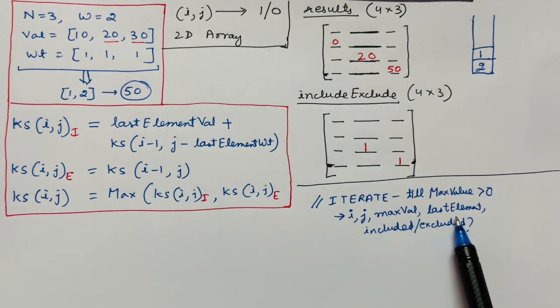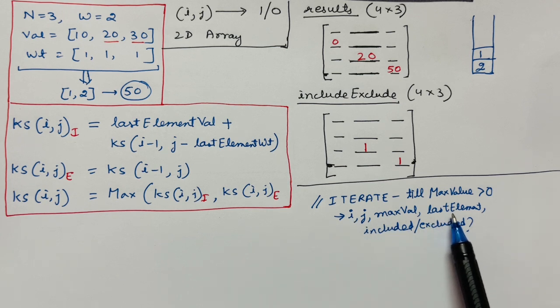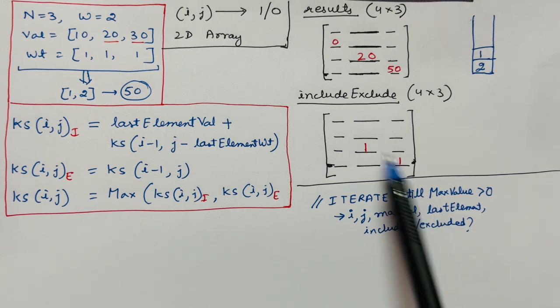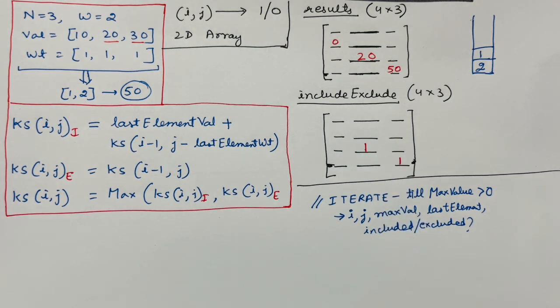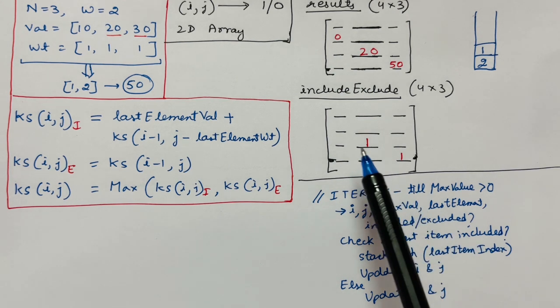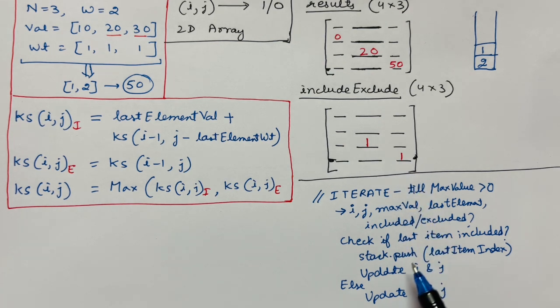We will know what is the last element. If we are considering first i items, then the last element lies at the index i minus 1. And we know whether the last item was included or excluded through this matrix, the include-exclude matrix. Our aim here is to figure out the items that are included in the knapsack. So for this i, j, we will first check if the last item was included. We can easily check if the last item was included using this 2D matrix. If the item was included, we have to include that index in the list of items.